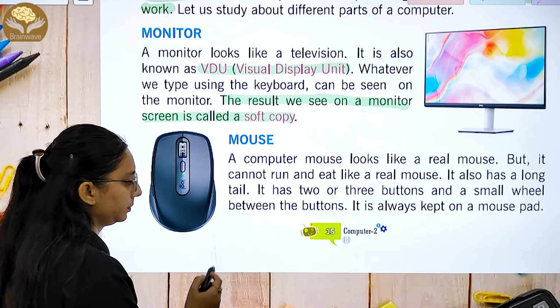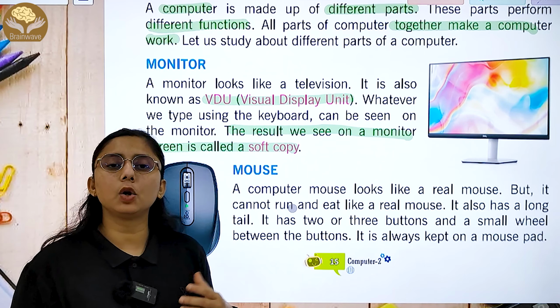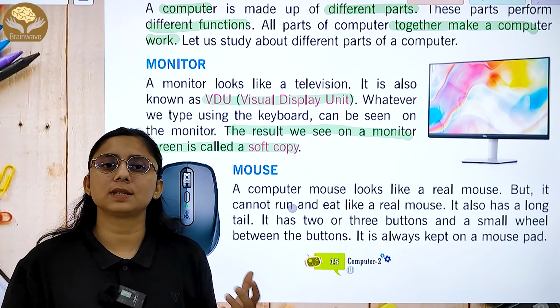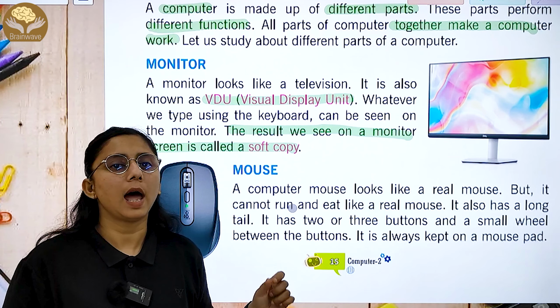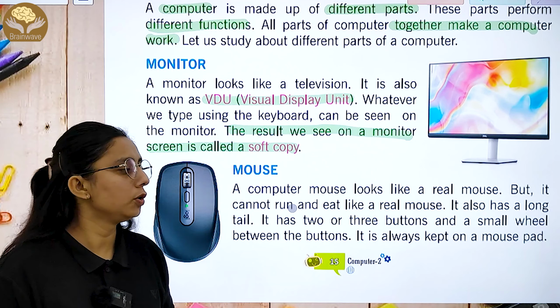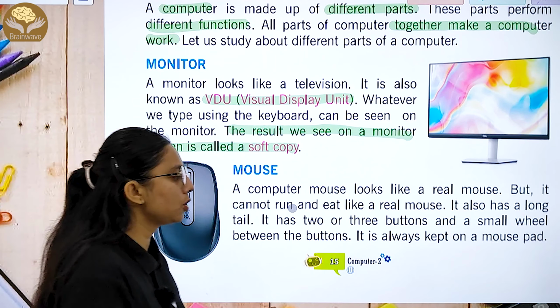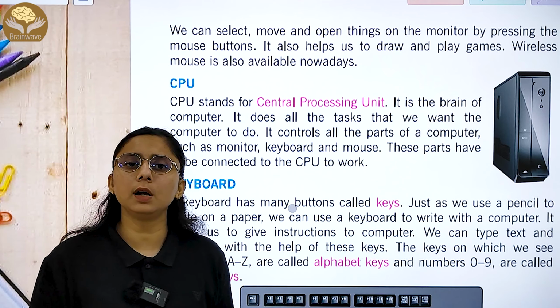Next is mouse. What is mouse? It looks like a real mouse. It has a tail which is connected to the CPU. It has 2 or 3 buttons. And in between there is a scroll wheel. With the help of the scroll wheel, you scroll different things. It is always kept on the mouse pad. Where do you keep it? On the mouse pad.